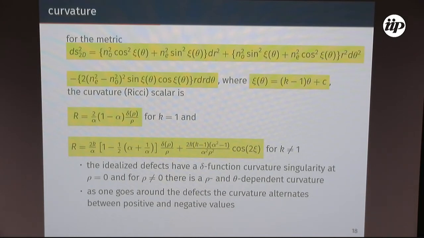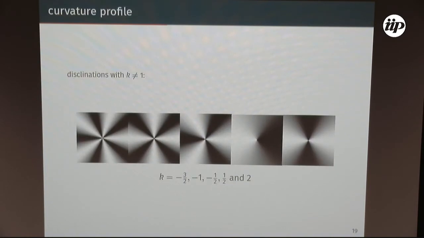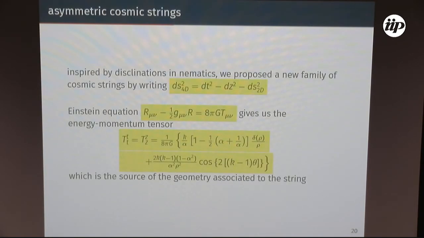So going back to space-time, we just use the two-dimensional metric we found for those asymmetric defects and add a z and a t axis, and so we have a four-dimensional metric. We use that in Einstein's equation for the gravitational field and found the energy momentum tensor, which has a singularity at the axis, plus a distribution of energy or mass in space, depending on that.